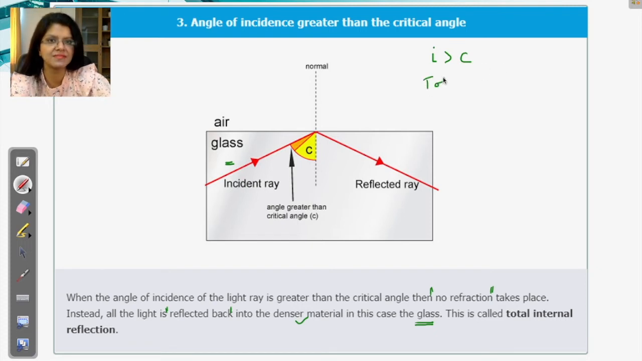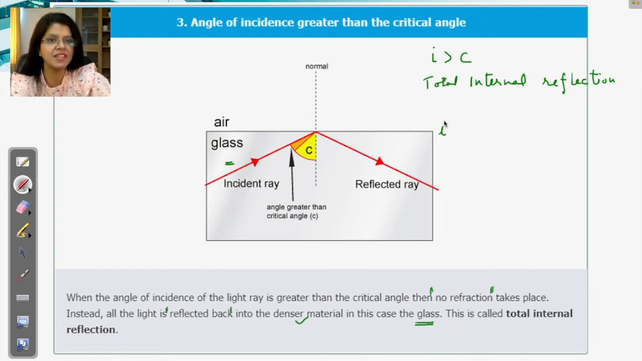Total internal reflection. So very important, no refraction, only reflection takes place.